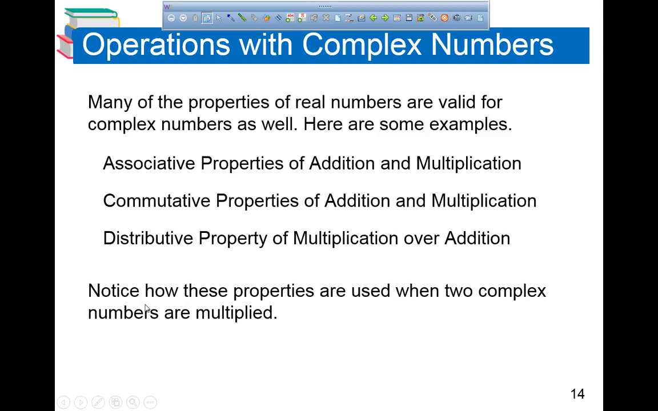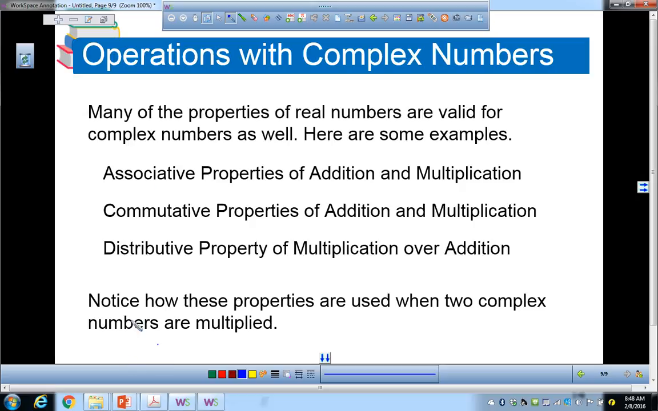Oh! Look at that. You have associative property. I'm going to put it down on here. Write everything down you see. Many of the properties are valid for complex numbers as well. Here are some examples. Associative property means you can group things. Commutative property means you can flip them around, like a plus bi is equal to bi plus a. Same thing works with multiplication. Doesn't matter which order you multiply them in.